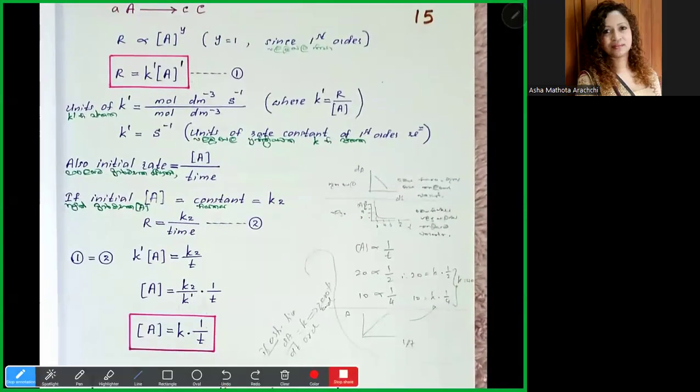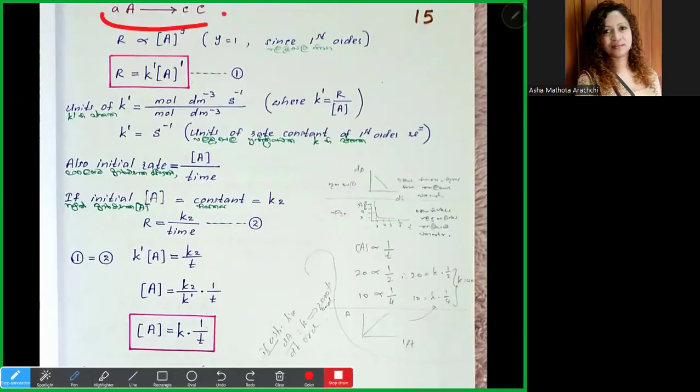Now we are going with this first order reaction. So we are writing the same way. Let's say we have one reactant A. So with respect to A, its order is Y. So that rate is proportional to A to the power Y. But let's say that Y equals 1, first order. So A to the power 1. So my first expression is R equals K A. Then my second expression for initial concentration: rate equals initial concentration divided by time, but initial concentration is constant, so that we can write R equals K2 over time.